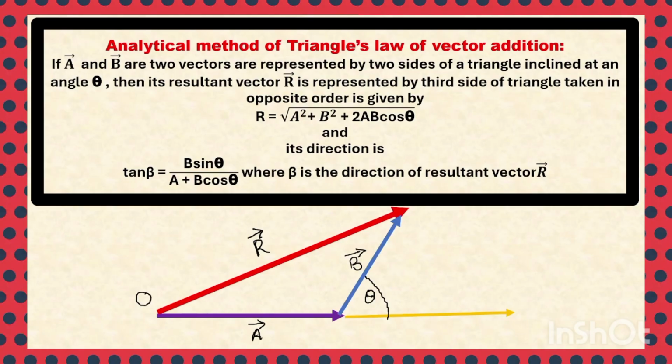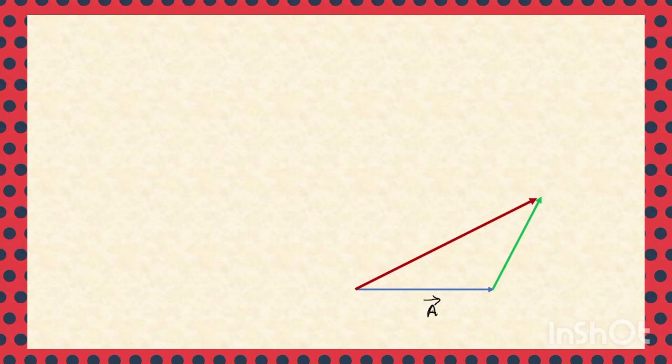Let the triangle we are creating be named triangle OPQ. And you see there is another angle, beta, which is the direction of the resultant vector. See once again, we use vector A, another vector, and the three vectors are connected as the three sides of the triangle, named triangle OPQ.